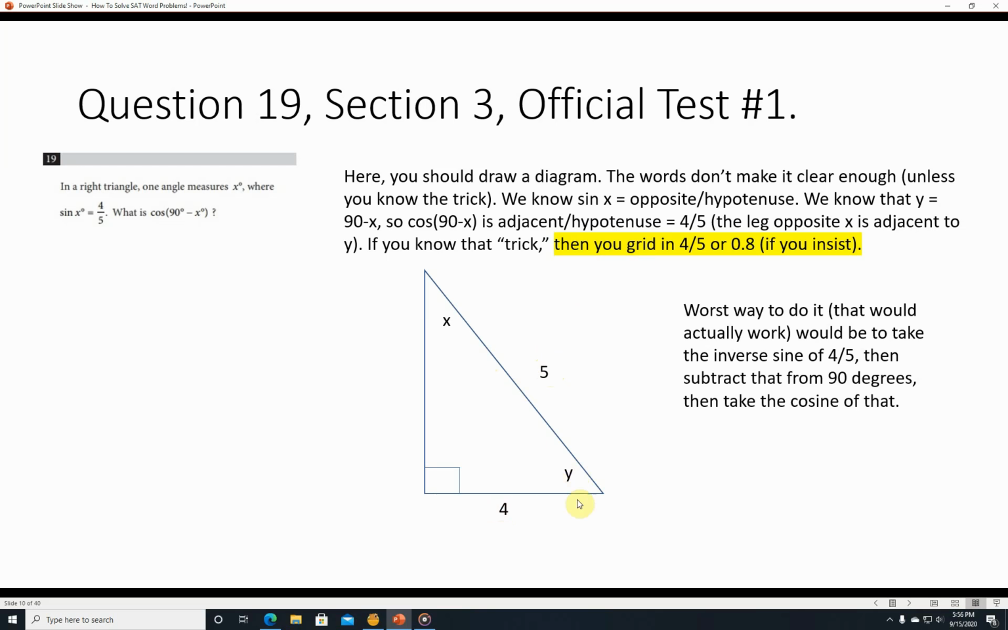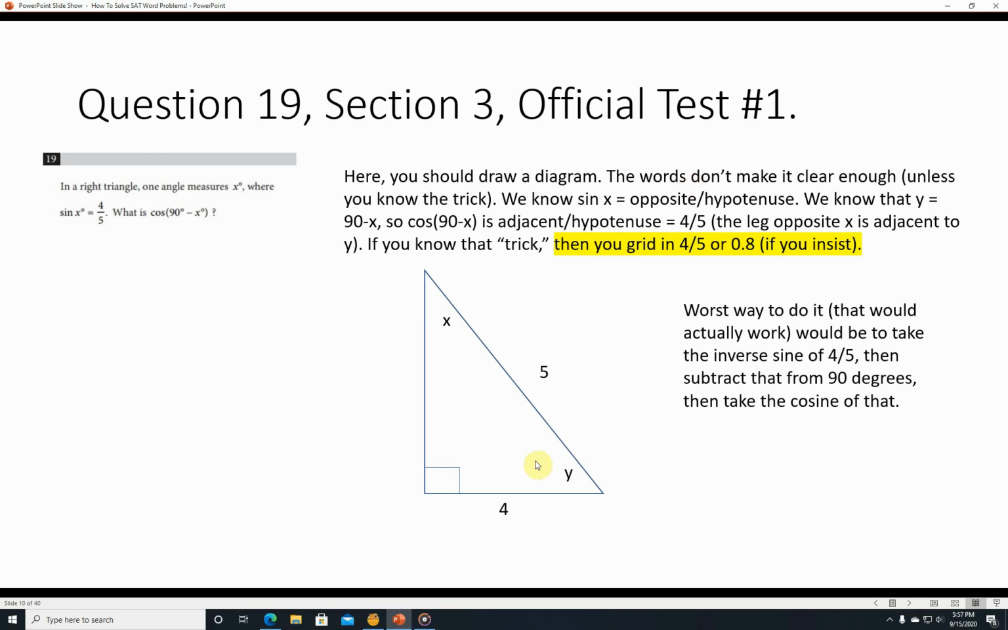Well, hey, we're in luck. y is 90 degrees minus x. So the cosine is going to be the adjacent. Hey, that's 4. And over the hypotenuse, which is 5, hey, that's 4/5. So we can see, oh, I get it. Cosine of 90 degrees minus x is equal to sine of x.